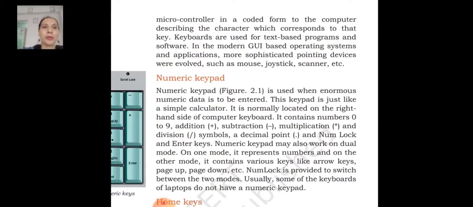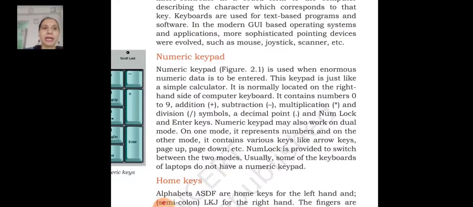Then we have a numeric keypad. The numeric keypad is used when we have to enter numeric data, and it is just like a simple calculator. It is located on the right hand side of the computer keyboard, and it contains numbers from 0 to 9, addition, subtraction, multiplication and division, a decimal point, Num Lock and Enter keys. The numeric keypad also works in dual mode.